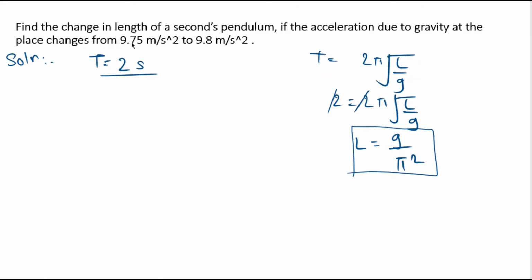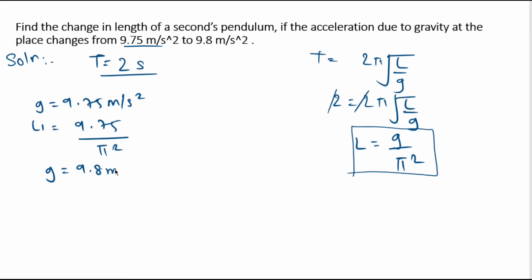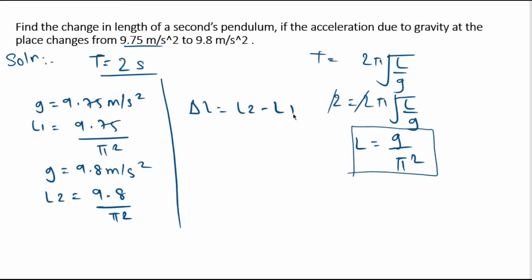So for the first case, let's see what the length comes out to be. So for g equal to 9.75 meter per second square, let's take L1 equal to 9.75 divided by pi square, and for g equal to 9.8 meter per second square, let's take L2 equal to 9.8 divided by pi square. Now we need to calculate the change in length. So delta L will be equal to L2 minus L1, which is equal to 9.8 minus 9.75 by pi square, which will be equal to 0.05 divided by pi square.